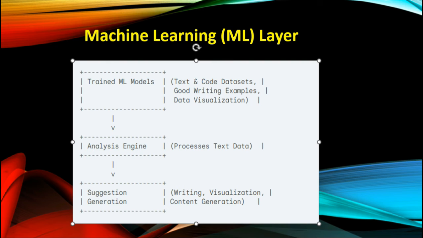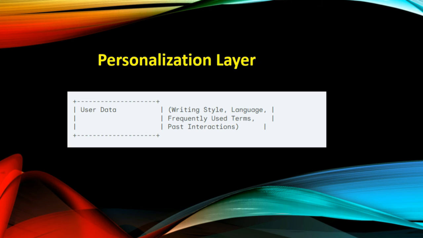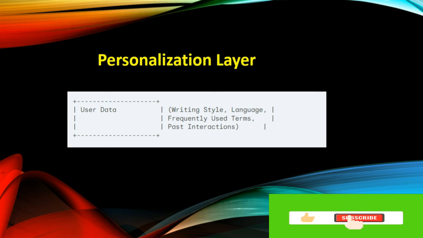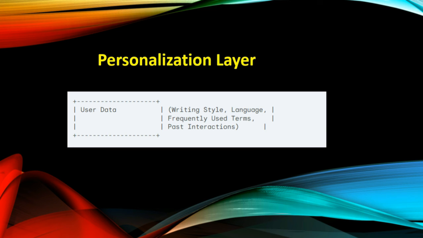completing sentences, expanding ideas. Personalization layer. This layer personalizes Copilot's suggestions based on user data. It might consider users' writing style and preferred language, frequently used terms and data points within the organization, past interactions with Copilot, and accepted or rejected suggestions.